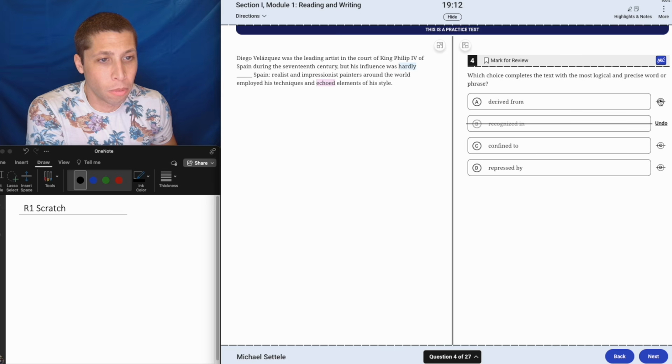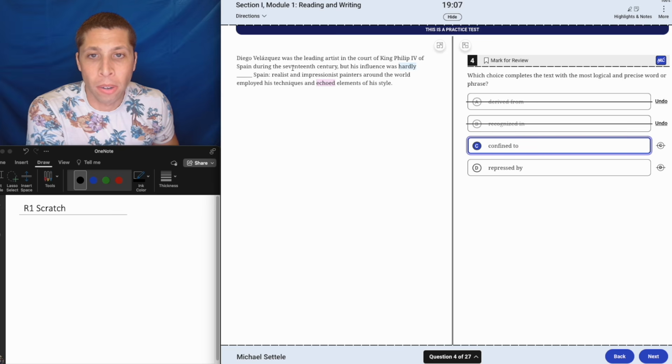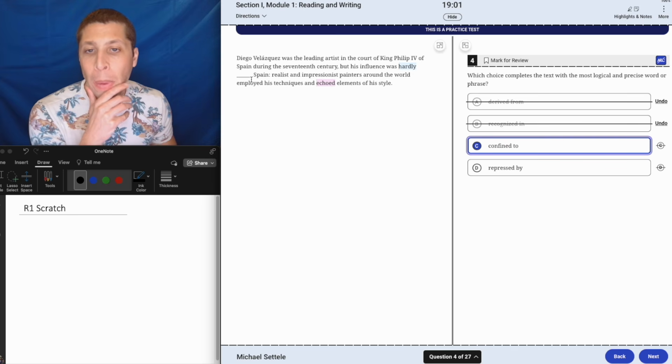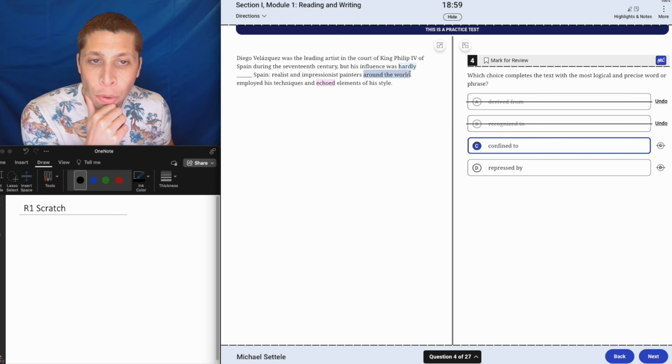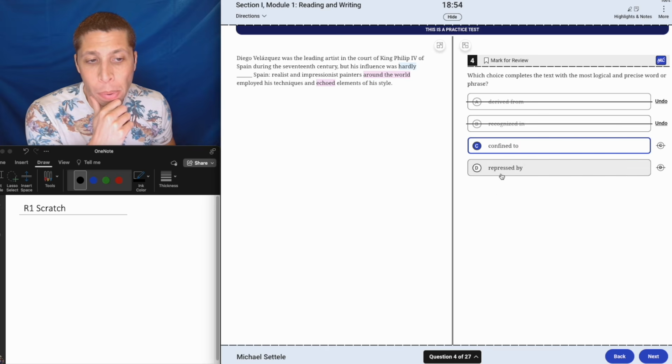Confined to, okay. Right, so he's a leading artist in Spain, but his influence was hardly confined, restricted to Spain, and then people around the world used his techniques. Yeah. The repressed is negative too, but confined makes more sense with everything else. But derived from, recognized in, those are just kind of neutral.